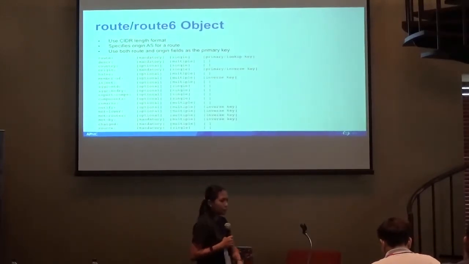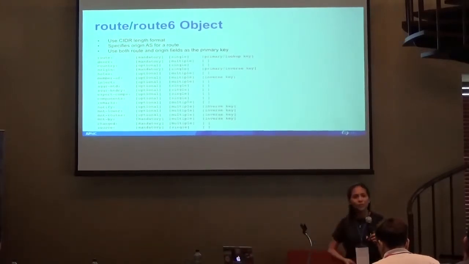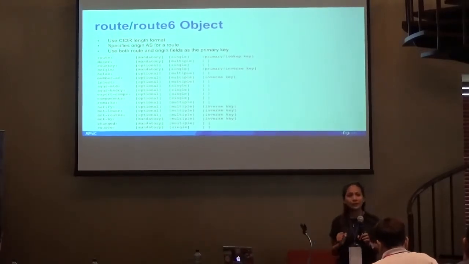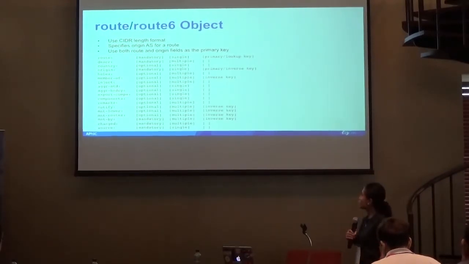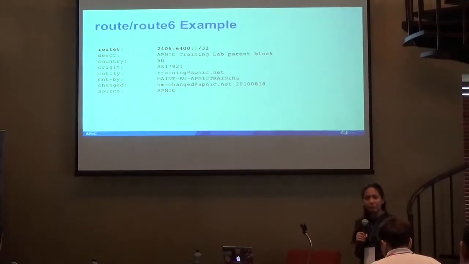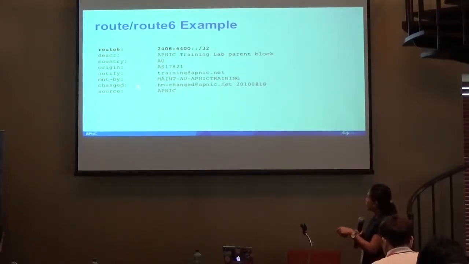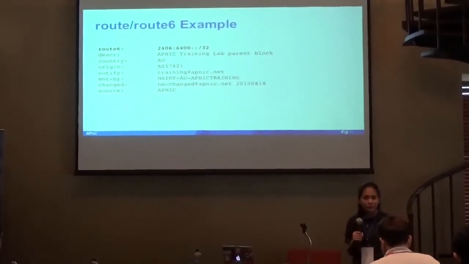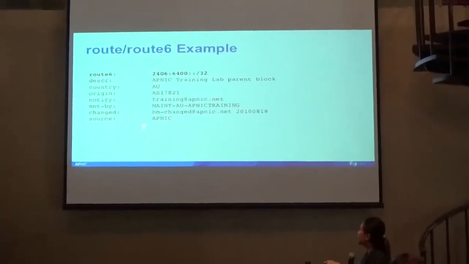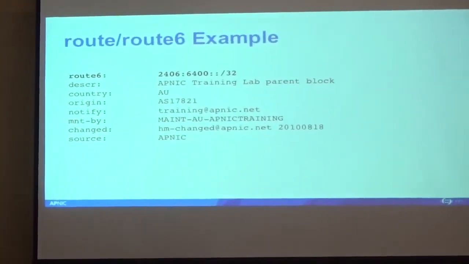It's explained. Another object. And now we're moving into some of the objects that are important in IRR. Route and route6 objects are one of them. This is an example of a route6 object. What you can see there: in a route6 object, you have this /32 block and the corresponding AS number that should announce that prefix.